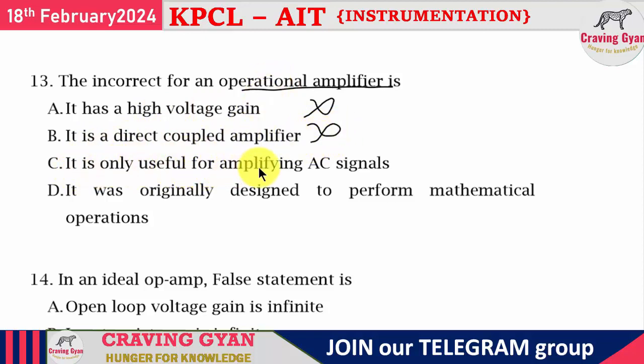It is only used for amplifying AC signals. So this statement is inappropriate, right? Option C is going to follow. It was originally designed for mathematical operations. Yes, you can perform logarithmic operations, anti-logarithmic operations, and differentiation. All these things can be performed, right?